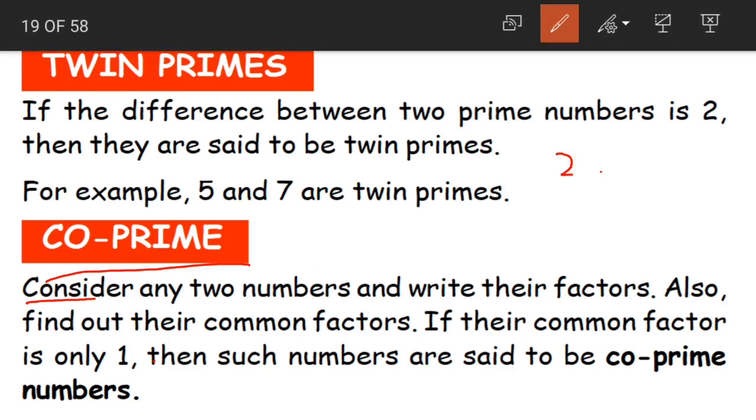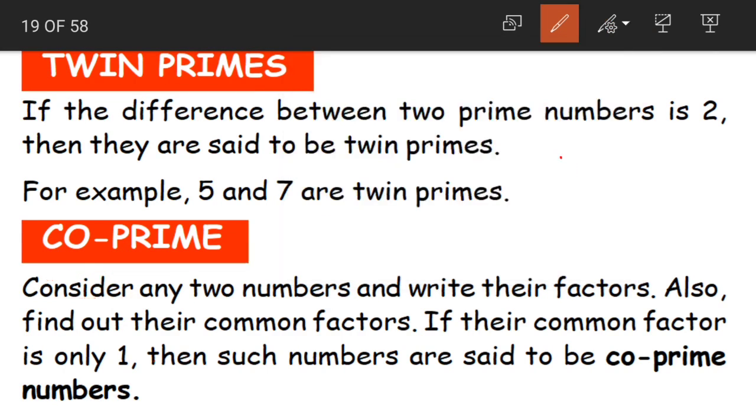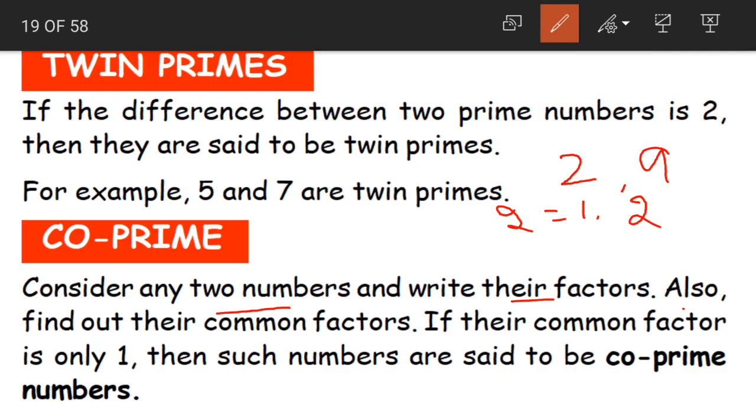Okay, let us say 2 and 3. Why not? Okay, 2 and 3 are already prime numbers. So what shall we take? 2 and 9. Okay, 2 and 9. Now these two numbers, what should we do? We should write their factors. The factors of 2 are 1 and 2. Let me write it neatly. And the factors of 9 are 1, 3 and 9.